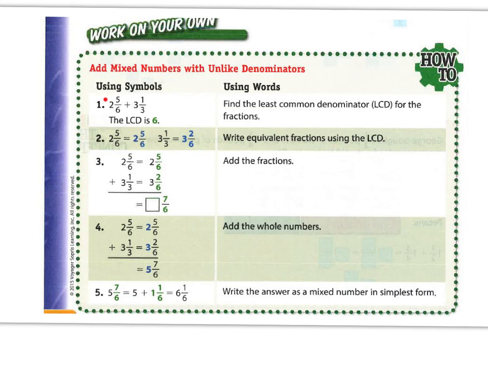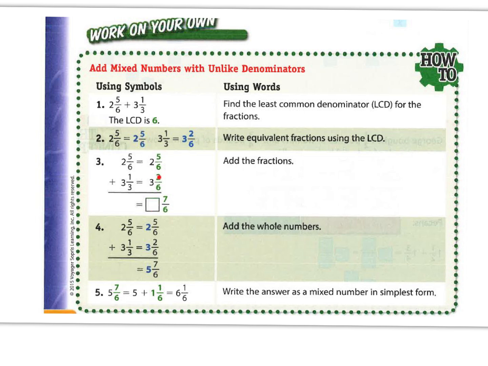Okay, so here we're going to add mixed numbers with unlike denominators. We have 2 5/6 plus 3 1/3. The lowest common denominator is 6. So find the least common denominator for the fractions. Then write equivalent fractions using the lowest common denominator. Okay, so we know that it's 6, so that one just has to stay the same, and this one changed to 6. Then you add the fractions, and then you add the whole numbers.